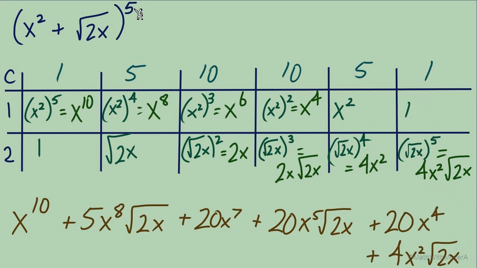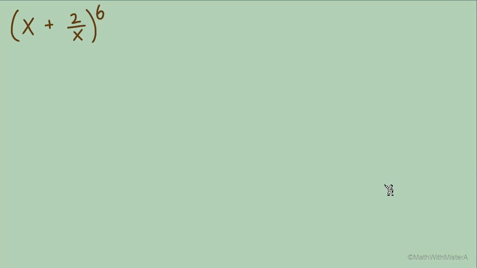A quick check that it's exponent of 5. We should have a total of 6 terms, which we do. 1, 2, 3, 4, 5, 6. We were cautious with making the table and doing the simplify, so there is our expanded polynomial. Let's hit another example, x plus 2 over x to the 6th.